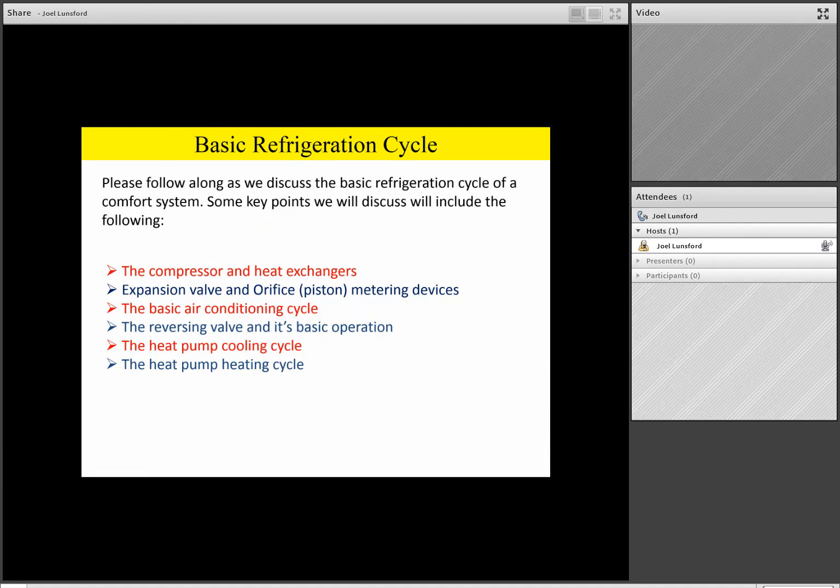Good afternoon. Please follow along as we discuss the basic refrigeration cycle of a comfort system. Now, some key points we will be discussing will include the following: the compressor and heat exchangers, expansion valve and orifice or piston type of metering devices, the basic air conditioning cycle, the reversing valve and its basic operation in a heat pump, the heat pump cooling cycle, and the heat pump heating cycle.